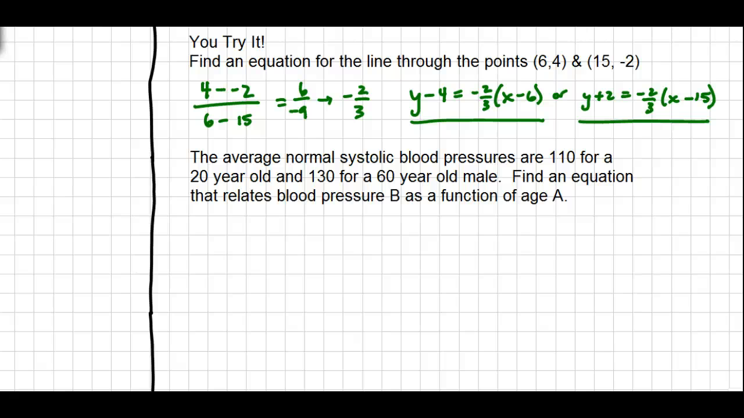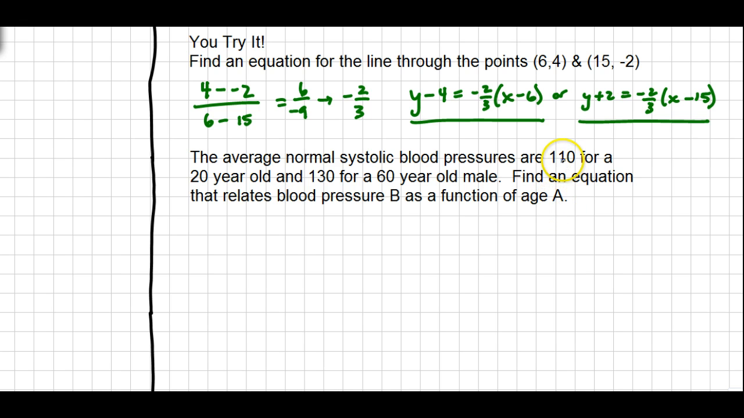This question is about blood pressure, so let's read what it says. The average normal systolic blood pressures are 110 for a 20-year-old and 130 for a 60-year-old male. Find an equation that relates blood pressure B as a function of age A. The way that this is worded, they're giving you a hint here on which variable is which. Since B is a function of A, that means A is our independent variable.